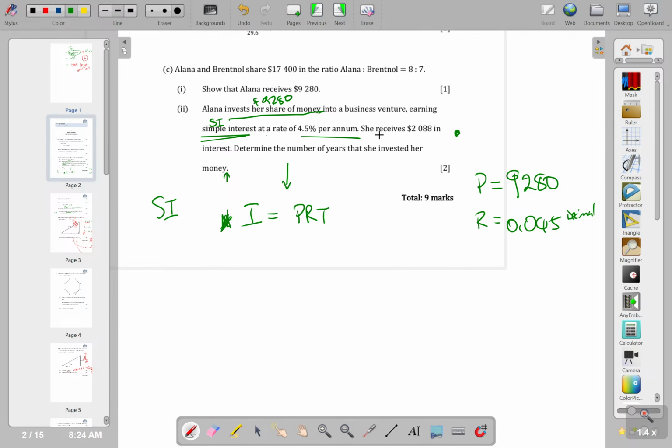So I have a P, what about R? What else do we need? She receives 2,088 in interest. So they give us the interest. Read it, people. Read it. It says interest.